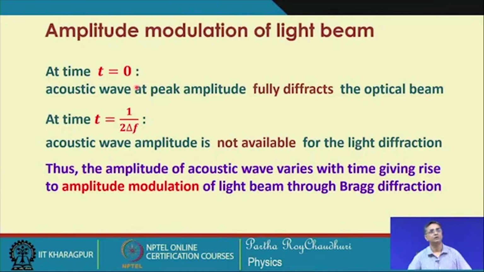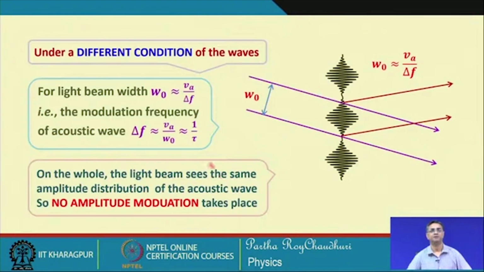So, at time t equal to 0, you get the fully diffracted optical beam. At time t equal to 1 by twice delta f, the acoustic wave is not available for diffraction, giving minimum, almost zero, diffraction. Thus, the amplitude of the acoustic wave varies with time, giving rise to amplitude modulation of the light beam. Because the amplitude of the acoustic wave is varying with time, the light wave will be modulated in the same manner, sometimes maximum, sometimes minimum. So, that is the mechanism of amplitude modulation of light.